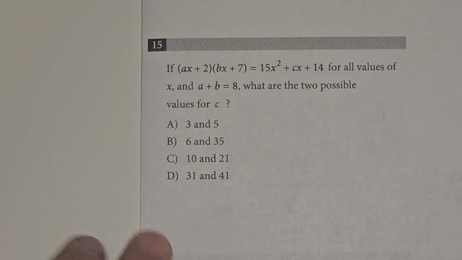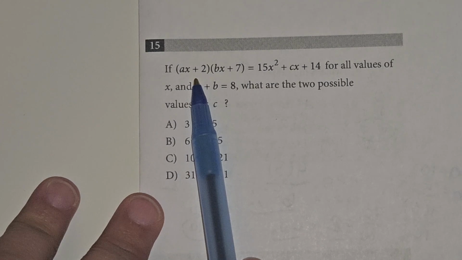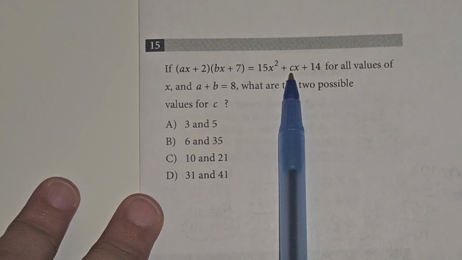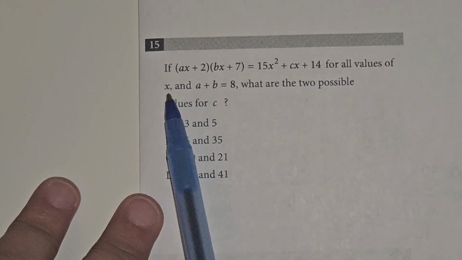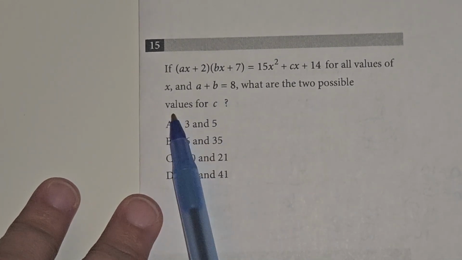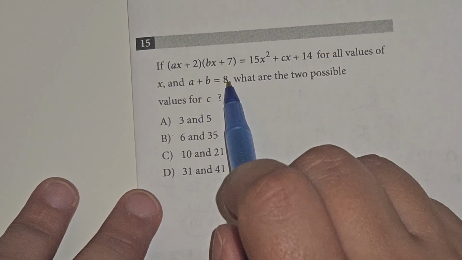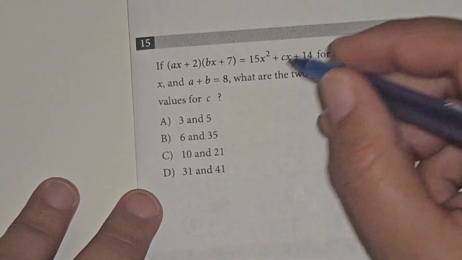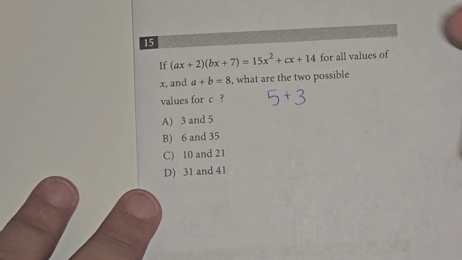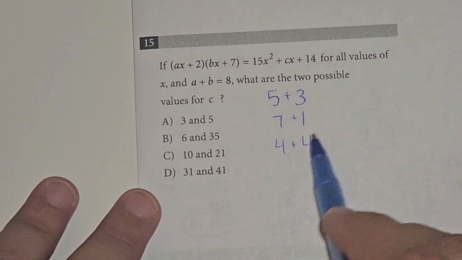All right, next one is a factoring problem. We have in parentheses, if ax plus 2 times bx plus 7 equals 15x squared plus cx plus 14 for all values of x, and a plus b equals 8, what are the possible values for c? Well, if we know a plus b equals 8, it could be 5 and 3, for example, right?